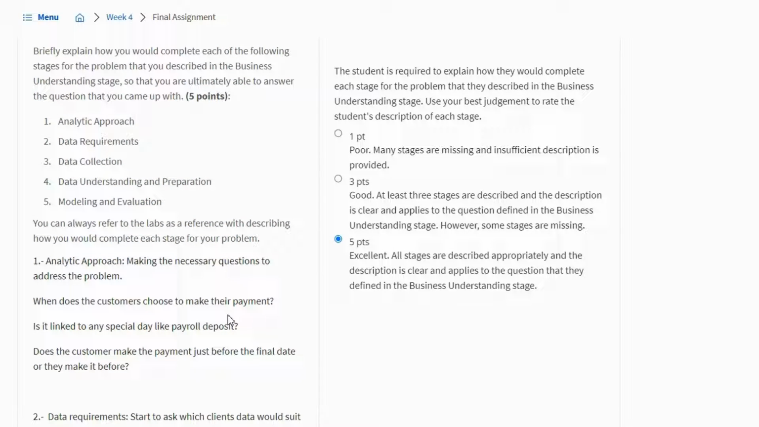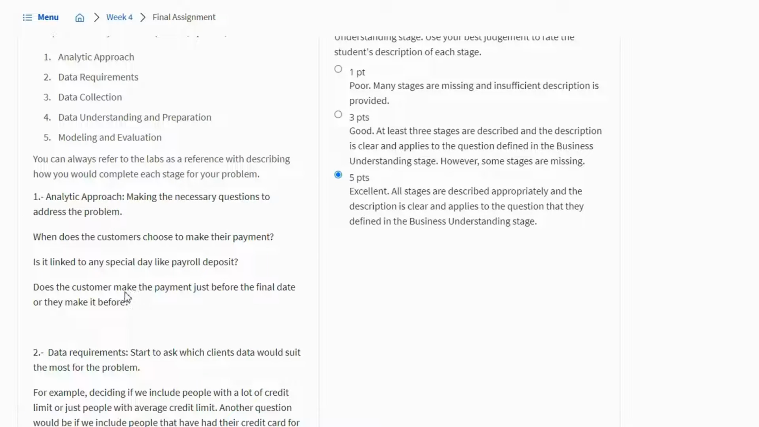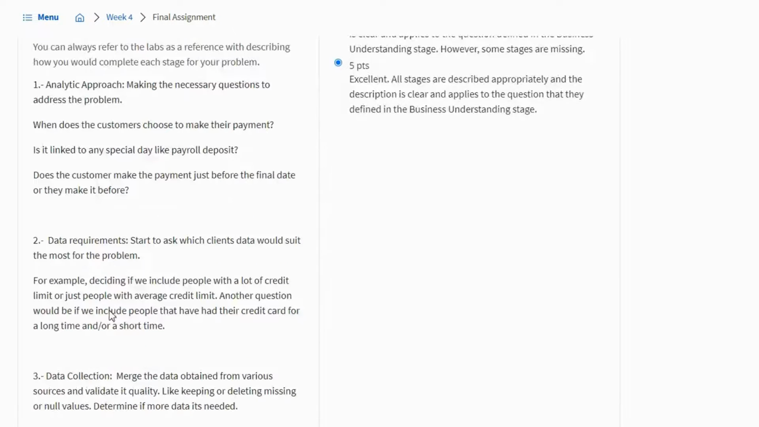What does the customer choose to make the payment? So what is the payment method? Is it linked to any special day like payroll deposit? As I said, what is special about when they pay? Is it related to the payroll? Does the customer make the payment just before the final date or before it? So they are asking several questions here in the analytic approach. For data requirements, they start by asking which client data would suit the problem the most.